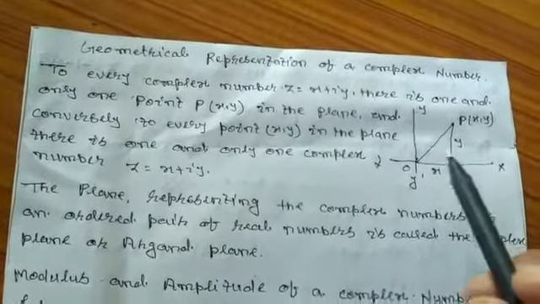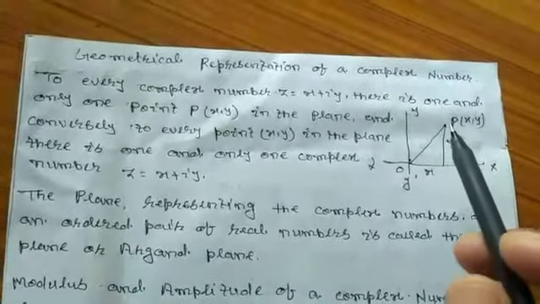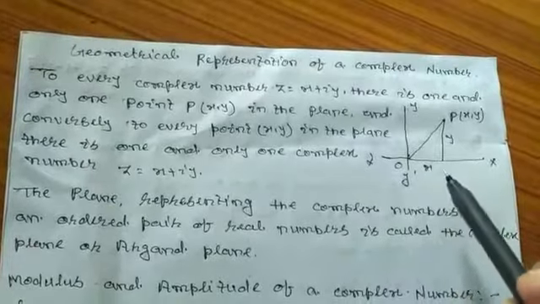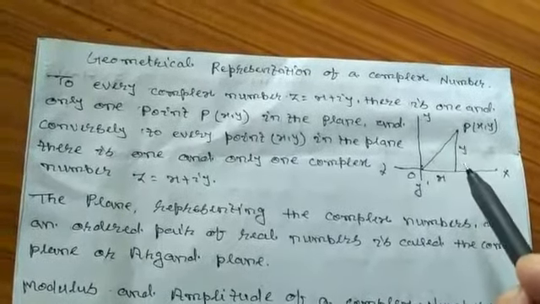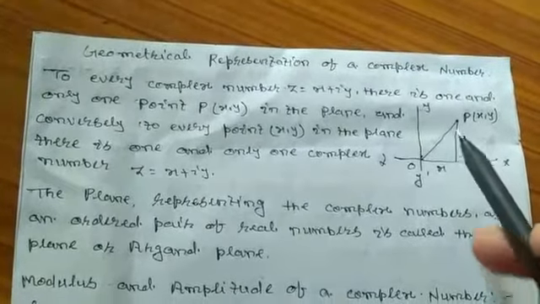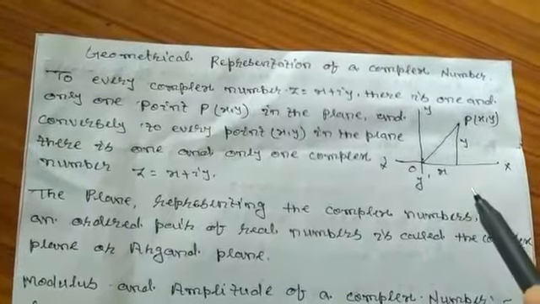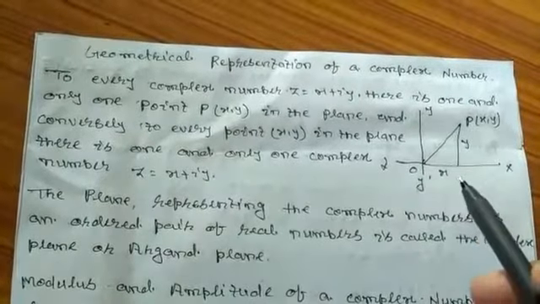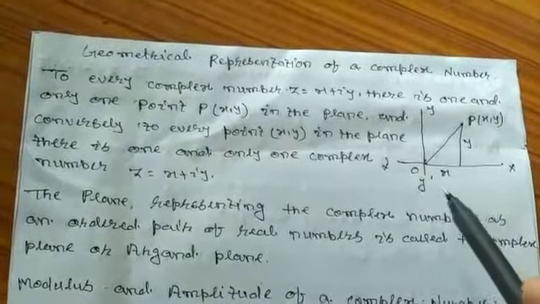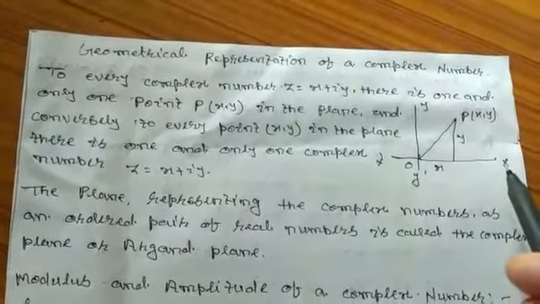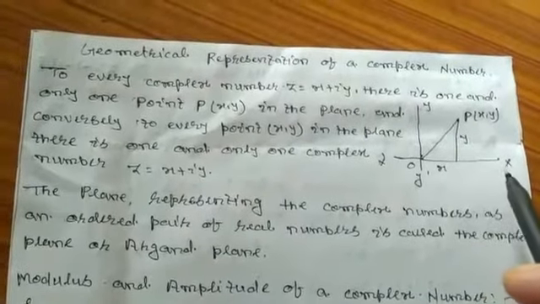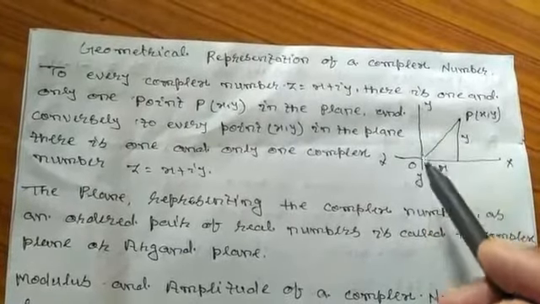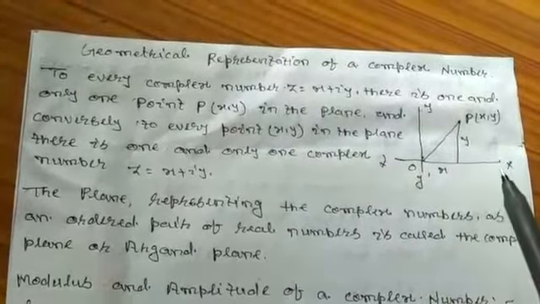But in this case, when we represent a complex number, the plane is called the complex plane or Argand plane. The name of the plane is not Cartesian plane; it is called the Argand plane or complex plane, in which we represent a complex number. The x axis represents the real axis, and the y axis is called the imaginary axis.